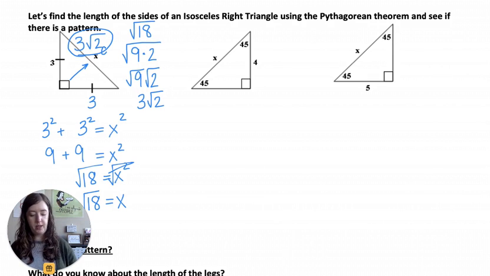Now let's look at the next one. Since we know that both angles are 45, I know that these two sides have to be congruent. They have to be the same. So I know this bottom side is 4.